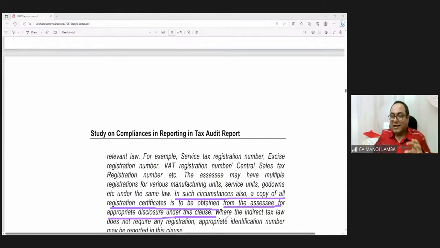Here the Institute is giving guidance to the member: don't put the registration number by just copying and pasting. To verify the genuineness of the number put here, please obtain a copy of all the registration certificates from the assessee for appropriate disclosure under this clause.